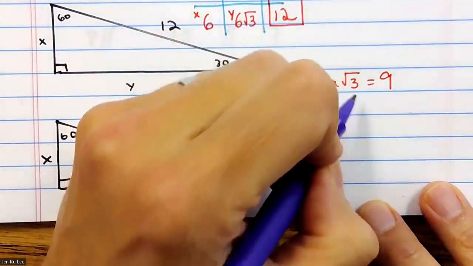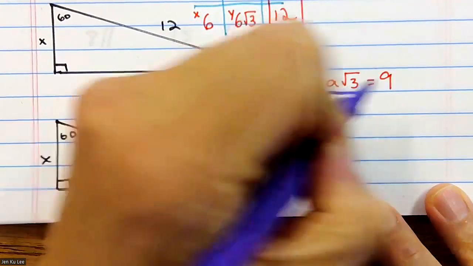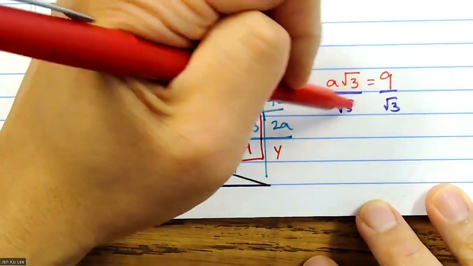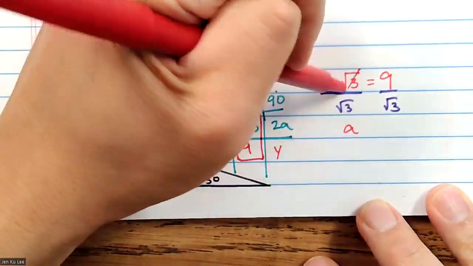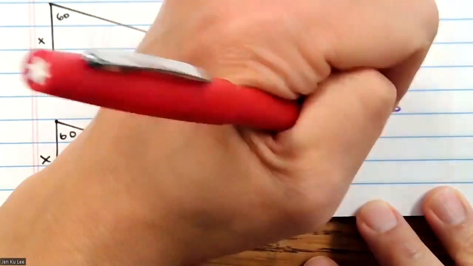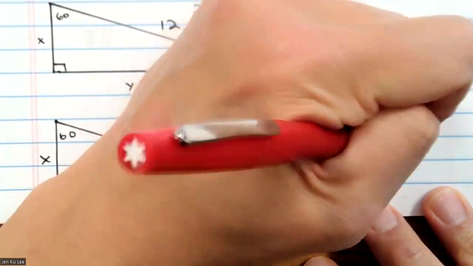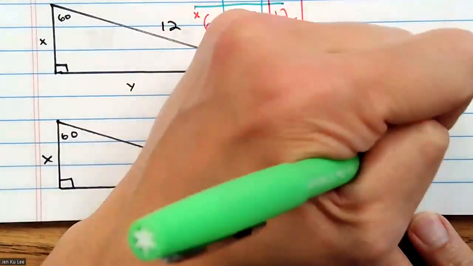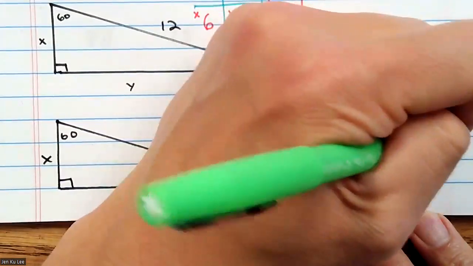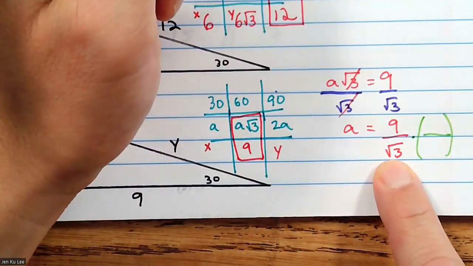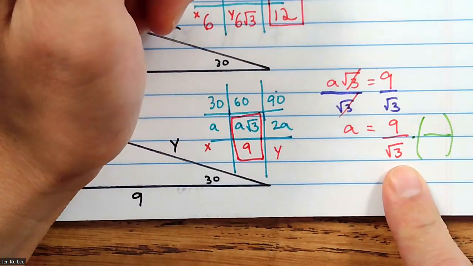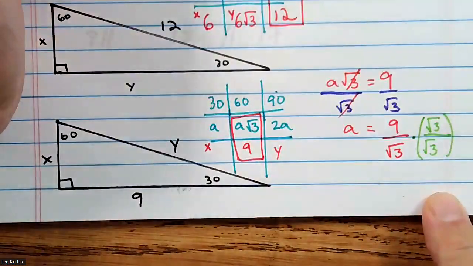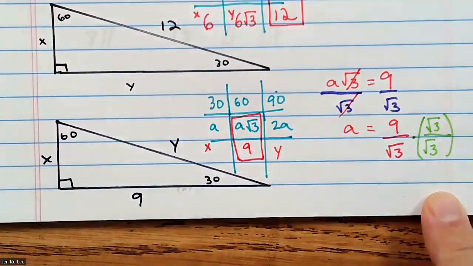I'm going to divide by square root of 3 to cancel out those guys. So that's a, right? Equals 9 over square root of 3. But again, I cannot have a radical in my denominator. So I'm going to multiply it by square root of 3 over square root of 3, right?